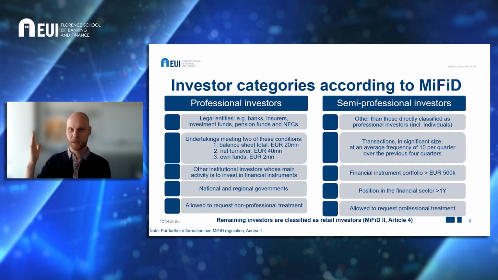On the right-hand side, you see the semi-professional investors. These are investors which are not assigned as professional investors at the first stage, but they have specific criteria when it comes to the transactions and also to the size, which allows them to qualify as a professional investor. So at least they should have an average frequency of 10 transactions per quarter. They should own an instrument portfolio of at least 500,000 euros, should own a position in the financial sector for at least 1 year. And if these criteria apply, they can request to be also treated as professional investors. And this opens them the door to be more flexible into which investment funds they are allowed to invest.